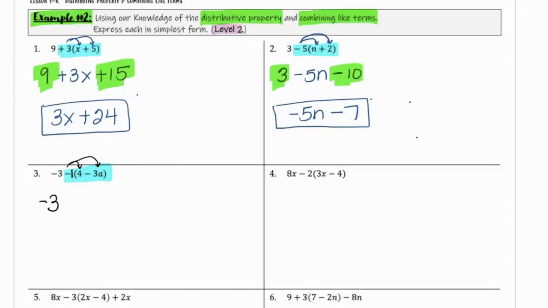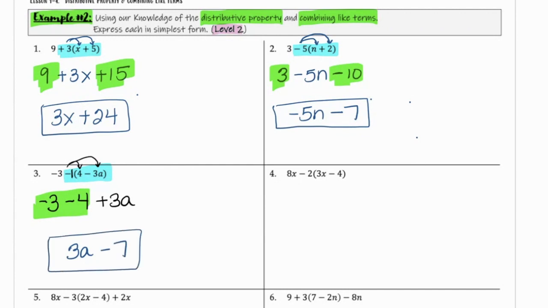I'm going to distribute the negative 1 to 4, giving me a negative 4. I'm going to distribute negative 1 times negative 3a, giving me a positive 3a. So what are my like terms here? And again, I'm going to put the coefficient with the variable in front, and we got negative 7 in this case. So there's my final answer.